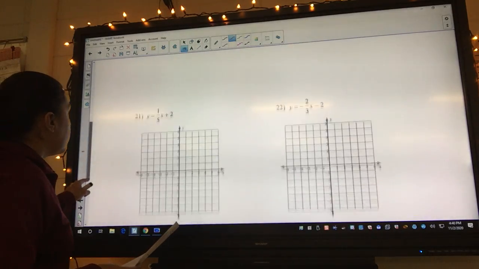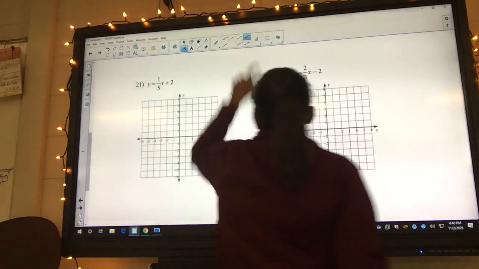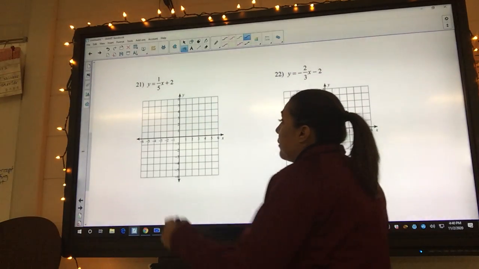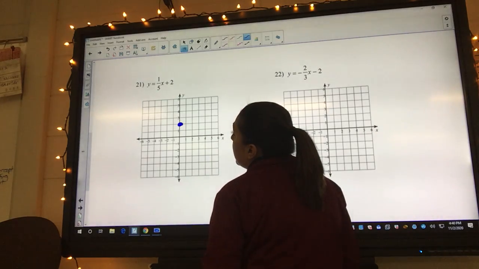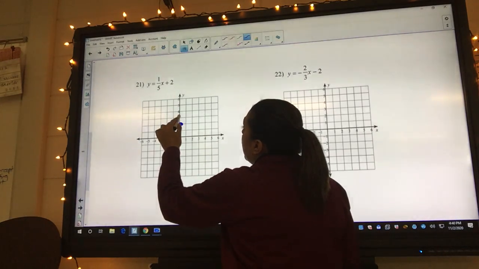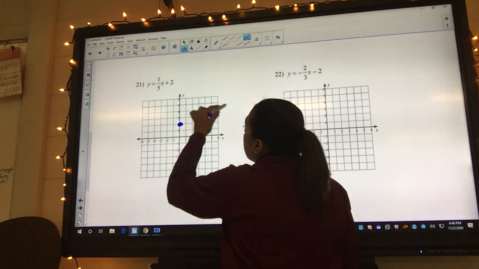Okay, and then let's look at 21. Okay, we graph our y-intercept first, and then we're going to graph our slope. And my slope is 1/5, so it's going to go up 1 and over 5.